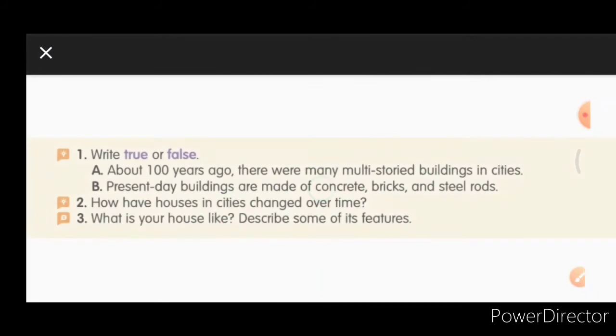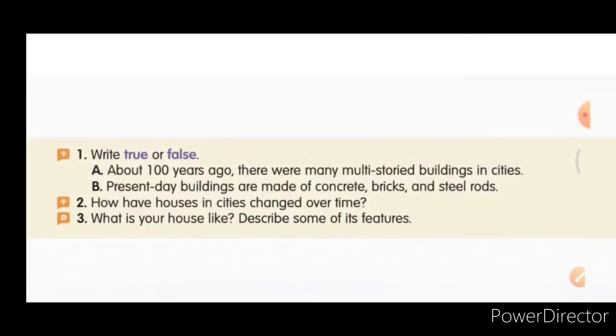Open your content book and let us read these practice questions and answers. Write true or false. A. About 100 years ago, there were many multi-story buildings in cities. Is it true? 100 years ago, were there more multi-story buildings or bungalows? A1 says that there were more multi-story buildings in cities. So, is it true or false? You decide. Okay, it is false. 100 years back, there were more bungalows. So, A1 is false.